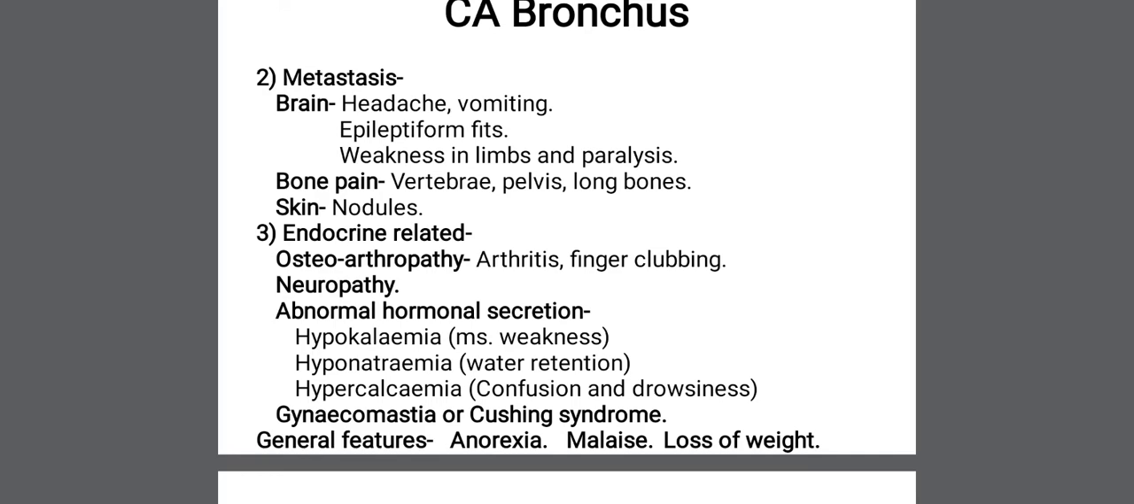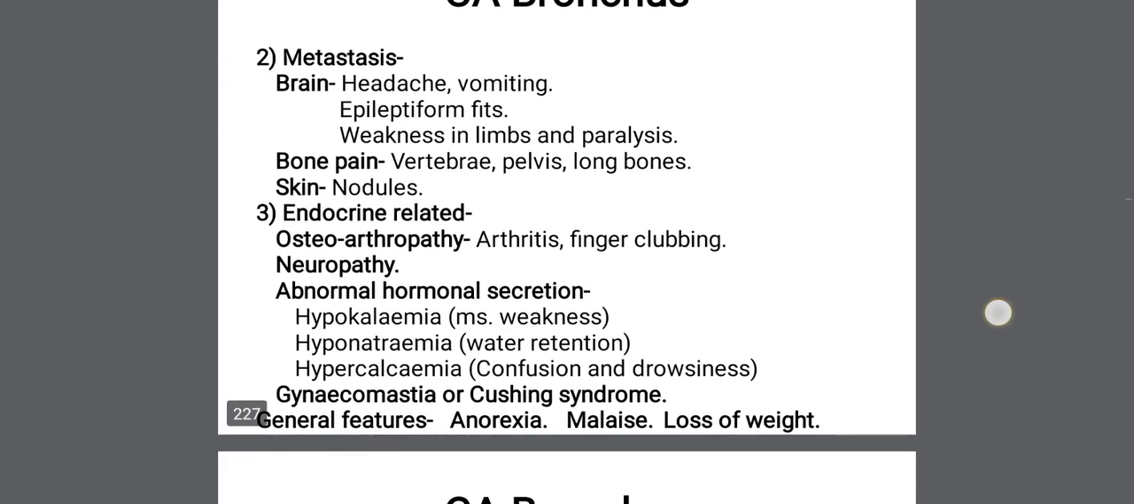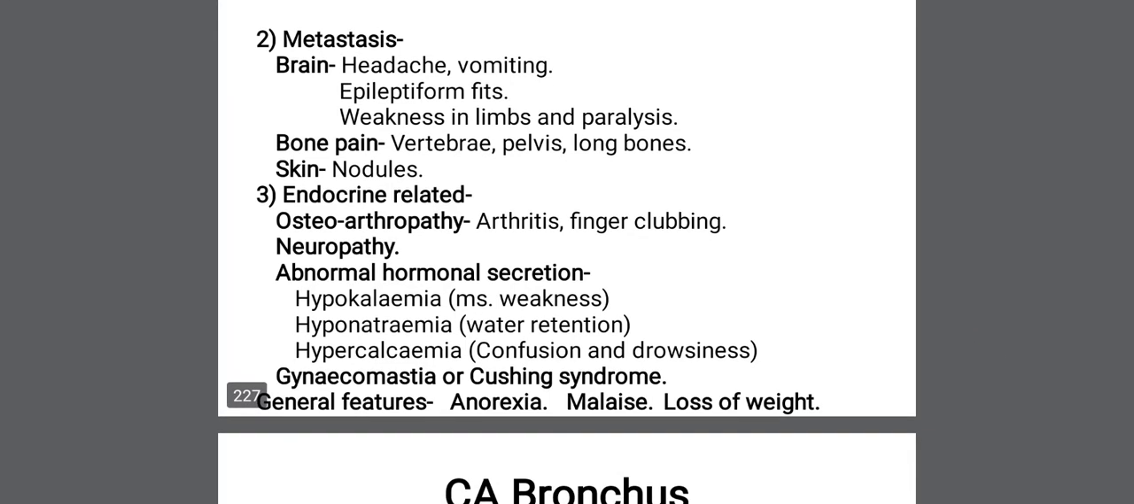So when there is a secondary deposit in the brain, there will be headache, vomiting, epileptiform fits, or weakness in the limbs and paralysis. Secondly, when the bones are involved, especially the vertebrae, pelvis or long bones, there will be bone pain.